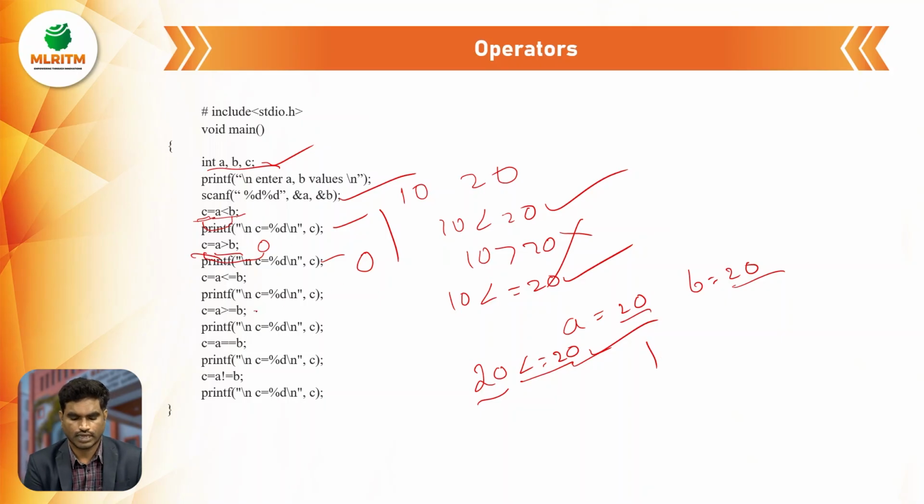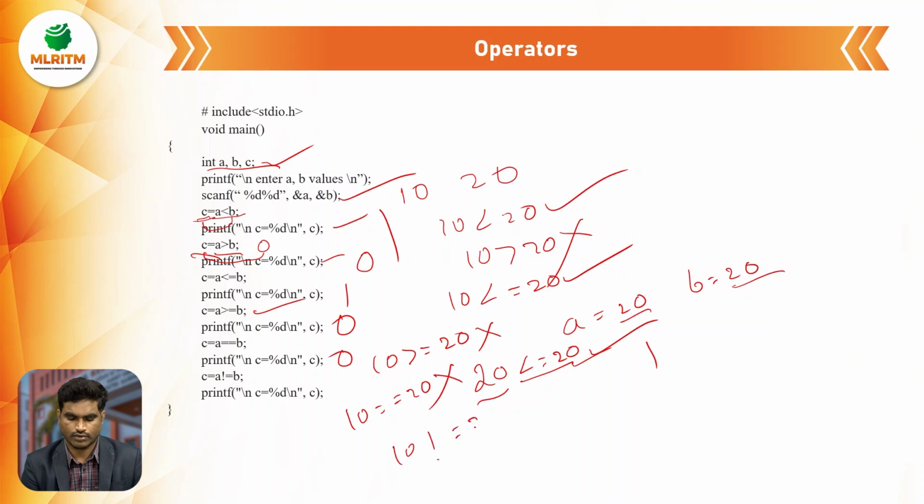Next, we are checking one more relation. 10 greater than or equal to 20. This condition is false, so it gives the result 0. Next, 10 equal to 20. This condition is also false, so it gives the result 0. Next, 10 not equal to 20. This condition is true, so it gives the result 1.